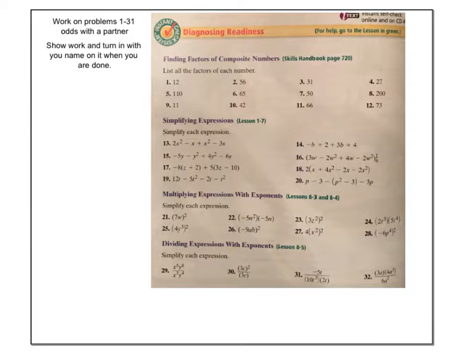This series of video lessons is on polynomials and factoring, and there are some previous skills that we've learned that are going to be really important in this chapter. That's why I would like you to work on these problems. You can just do 1 through 31, and you can just do the odds, and go ahead and work with a partner if you want to, or work alone, but I would like you to turn them in when you're done.